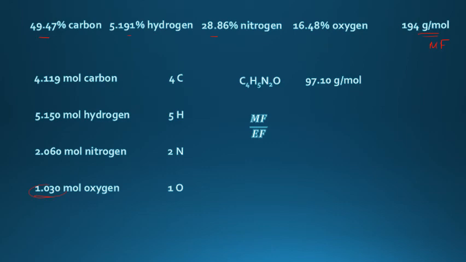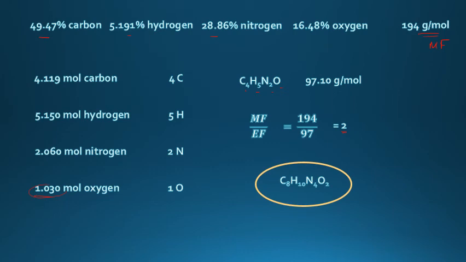The only other thing you have to remember is this, that the ratio of the molar masses of the molecular formula and the empirical formula will give us the multiplier, which in this case is 2. So I'm going to take this number 2 and multiply it by each one of these subscripts. Oh yeah, and that one. And there's your final answer for my favorite molecule, caffeine.